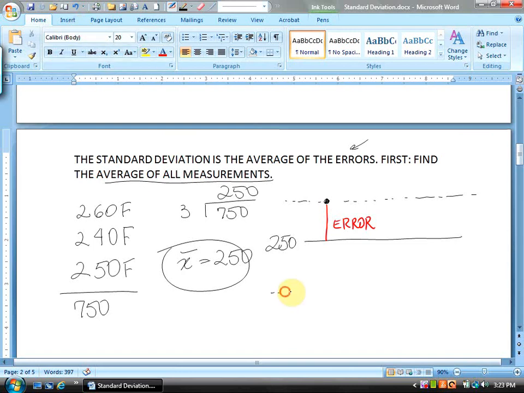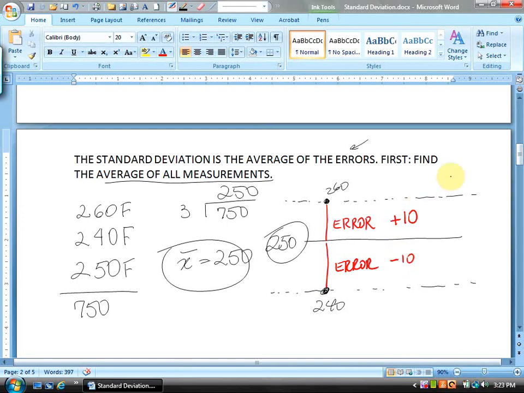The second hose melted below 250. 250 is the average of all three. It melted below. It melted right here, and this is 240. So the first one was 260, and this is 240. So this hose melted before getting to 250. This is error. Okay. Now let's take a look. This error here was plus 10. The hose melted 10 above, and this is minus 10.